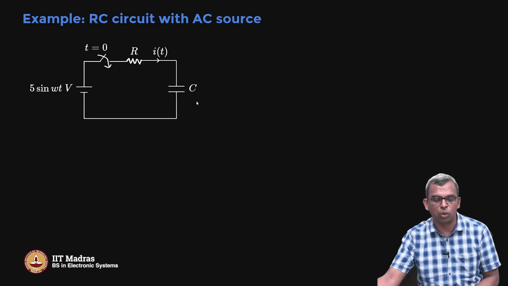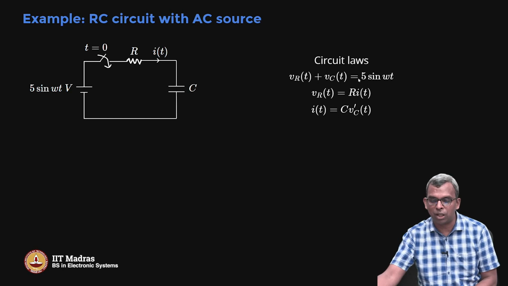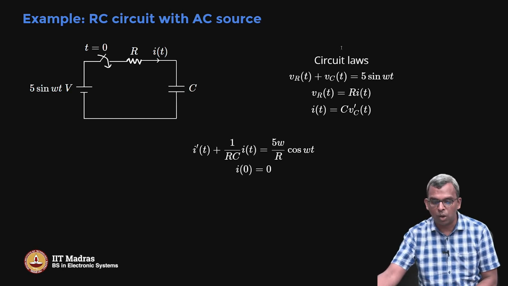You may have an AC source, right? You may have a 5 sine omega t here. In that case, notice what happens. Vr of t, the same equation sort of holds, except the 5 becomes 5 sine omega t. So now when you do the differentiation, on the right hand side you won't get 0. You will get I prime of t plus 1 by RC I of t equals 5 omega by R sine omega t. So I put here I of 0 is 0.